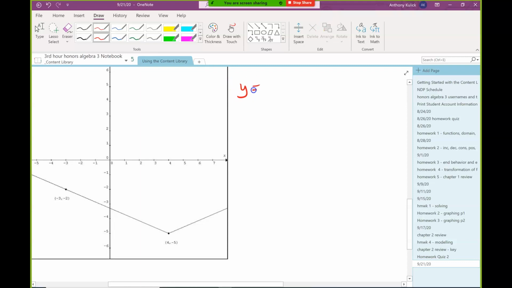So, I'm looking for something in this form. Right away I know that since the vertex is (4, -5), my h and k are also 4, -5. And this other point here at (-3, -2) is going to be my x and y. So if I plug those in, I can now solve for a.